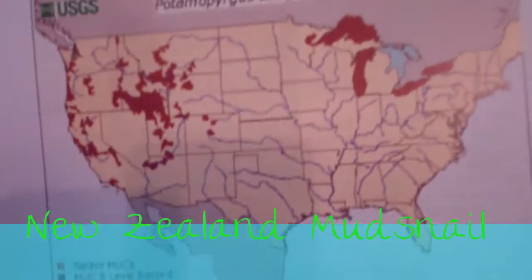Here's a map showing where they're found in the U.S. Fascinating. I found one! The New Zealand Mudsnail! Look at it! It's right next to the grizzly bear, in Yellowstone.